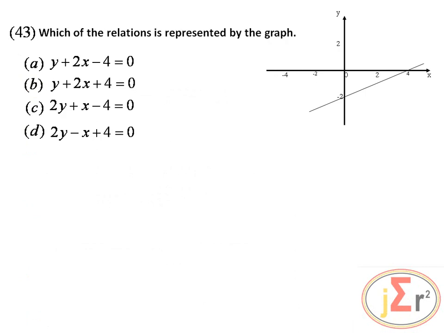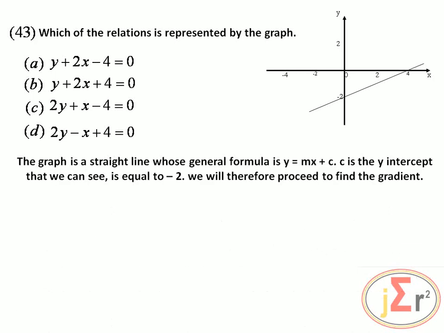Which of the relations is represented by the graph that we have right there? We have a graph here. Which one of these is represented by the graph? I hope that everybody realized that the graph that we have is the graph of a straight line. So everything that we will do will have some relation to the equation of a straight line. The graph is a straight line whose general formula is y is equal to mx plus c. C is the y-intercept that we can see is equal to negative 2.